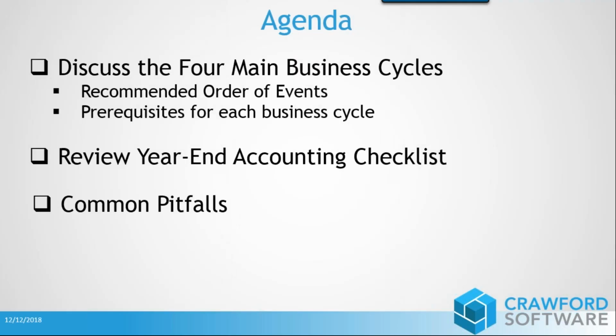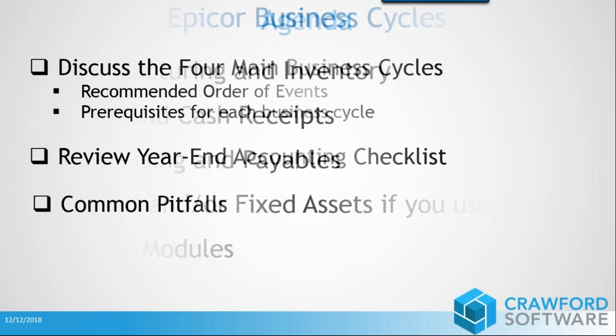As far as the agenda goes, we're going to discuss the 4 main business cycles just to kind of give you an overview of the different aspects of your ERP system, the recommended order of events, and some of the prerequisites. We'll kind of review a year-end accounting checklist. It's not all-inclusive, and then discuss a few of the common pitfalls. Again, there's any number of possibilities, but we'll try to hit some of the high notes on that.